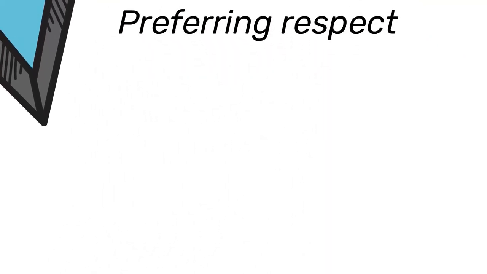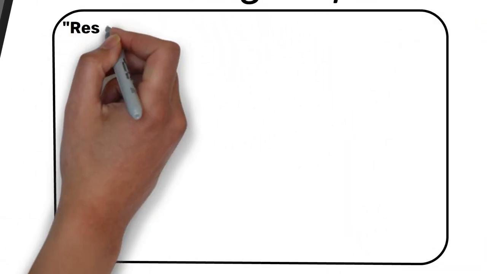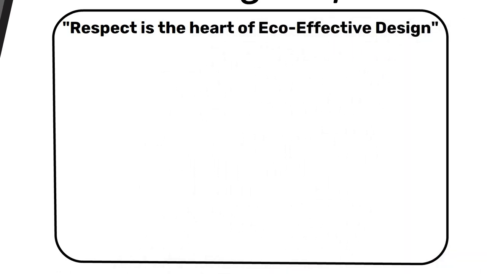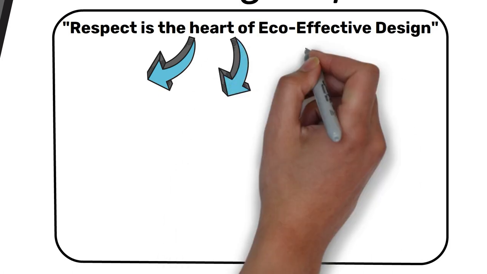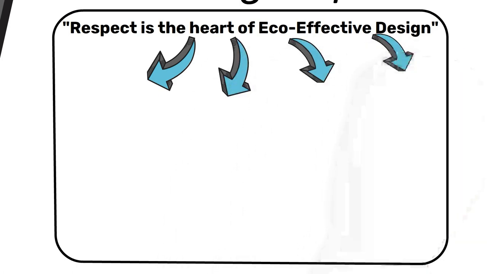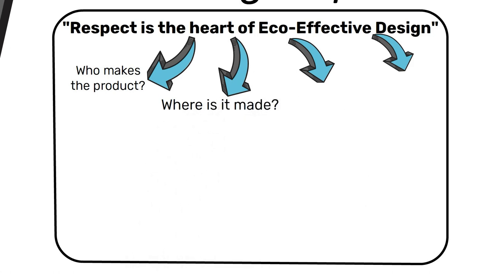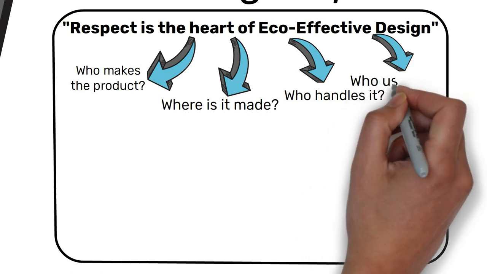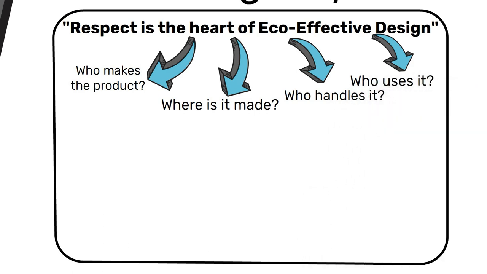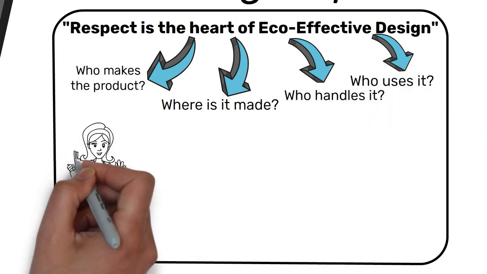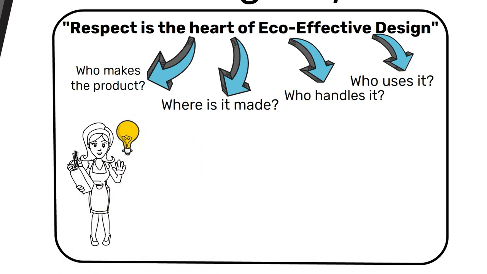Preferring respect. The issue of respect is at the heart of eco-effective design, and although it is a difficult quality to quantify, it is manifested on several different levels, such as by respecting those who make the product, the communities near where it is made, those who handle and transport it, and ultimately the customer who uses it. People's reasons for making choices in the marketplace are not rational and can easily be manipulated.